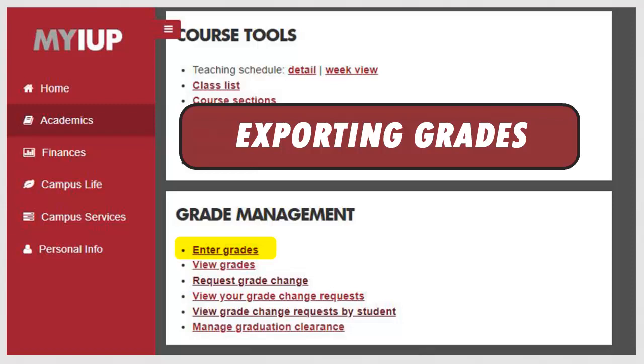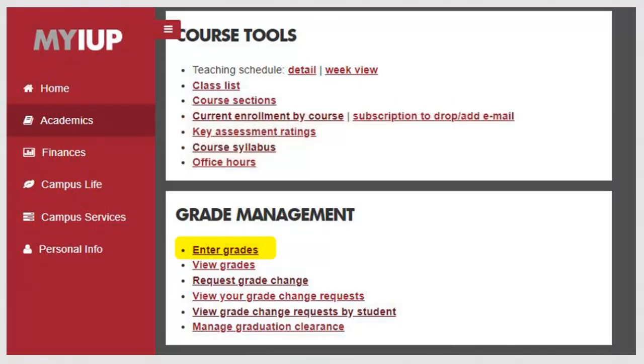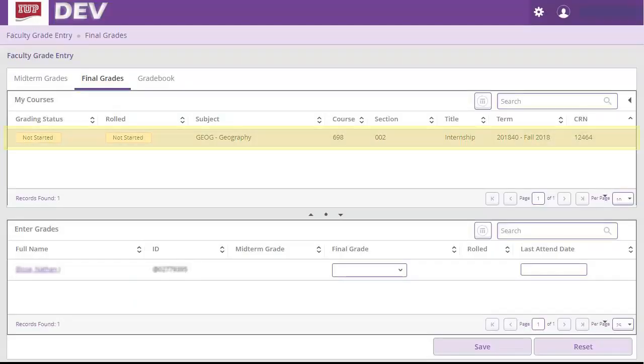Access the faculty grade entry page by logging into my IUP. Under the Academics tab, locate the Grade Management box and select the Enter Grades link. To export a roster, click on the class you want to export for. Here you can see all the students that are registered.